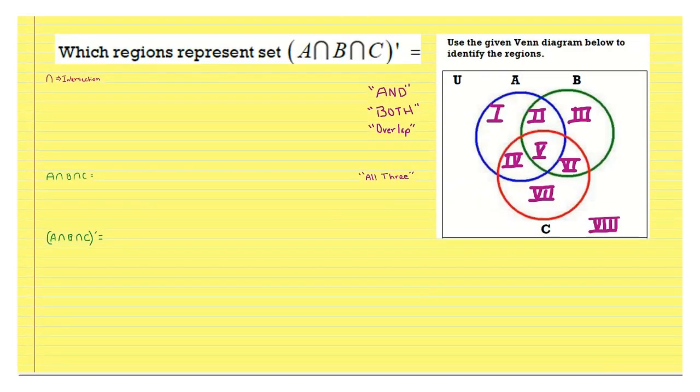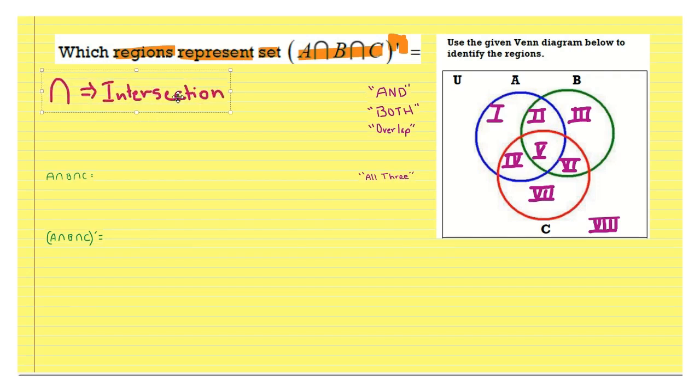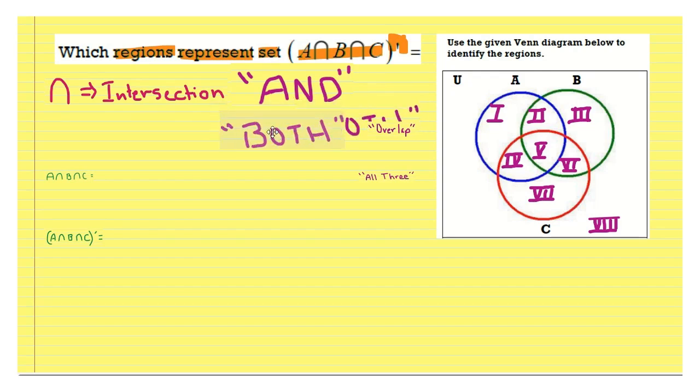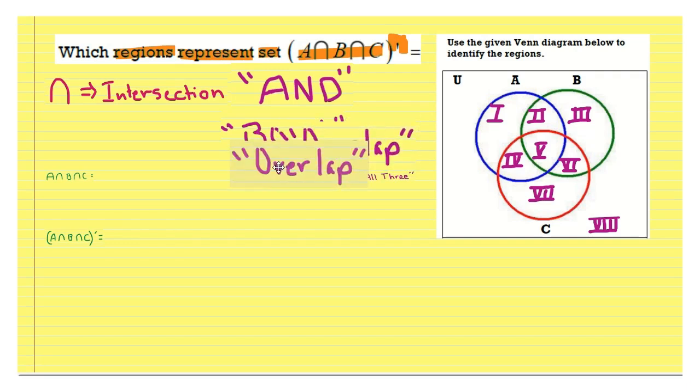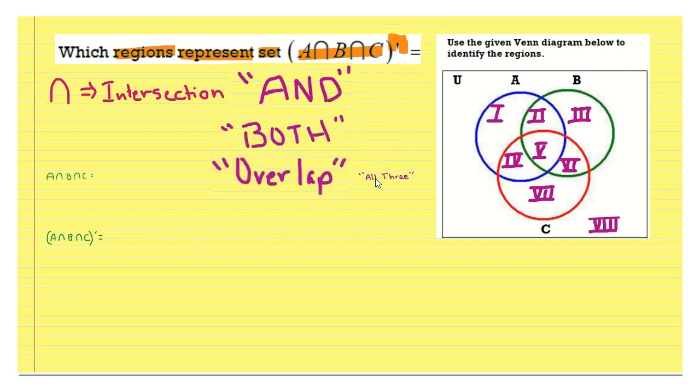The next question says, which region represents the set of A intersected with B intersected with C prime? Okay, so again, we need to understand clearly what our symbols mean. So this is the symbol for intersection. But practically speaking, we should associate intersection with the word and, but also the word both. It has to be in both sets. It also sometimes is understood as an overlap.